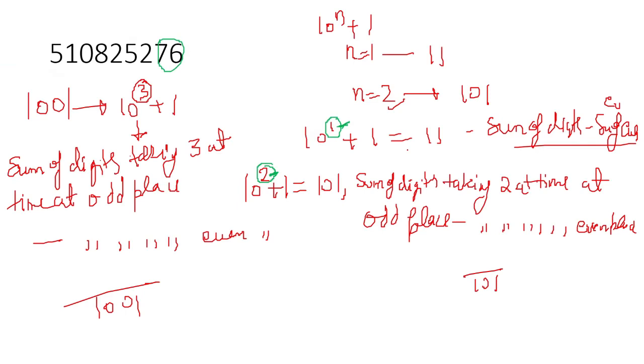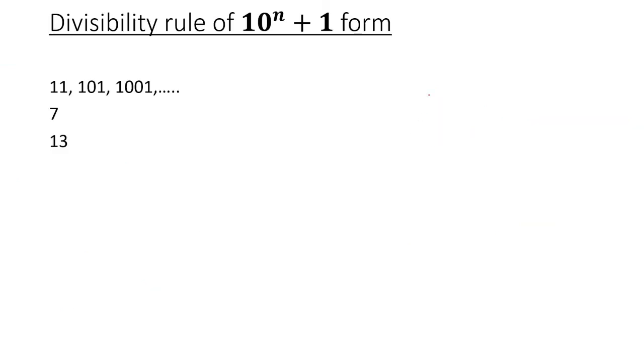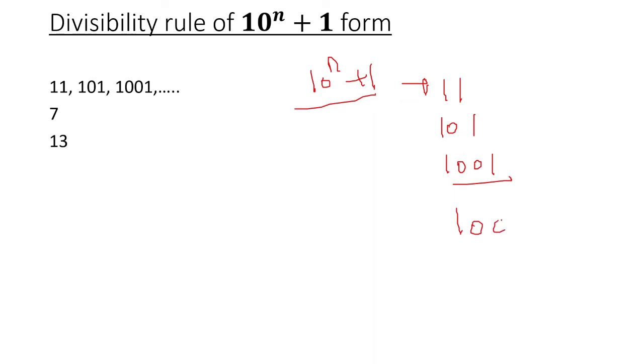Now, you have understood the concept of 10 to the power n plus 1. You have understood why that rule for 11 works, how this rule works, and you have understood the final result, how you will be using this in the exam. You have understood this also. Now you can generalize this thing for any such type of numbers. Now we're gonna see the rule for 7 and 13.